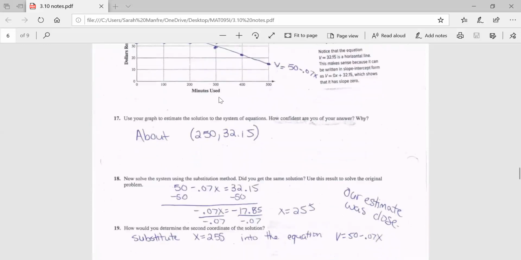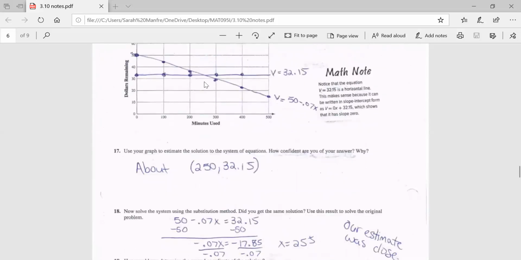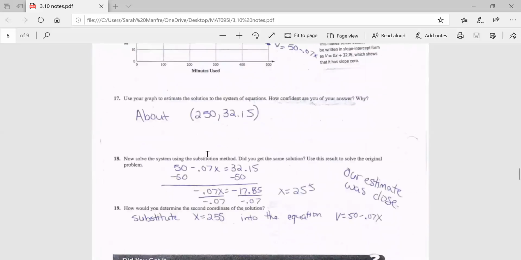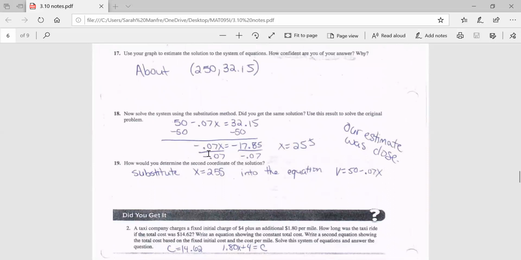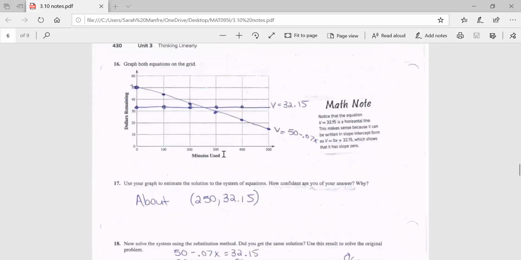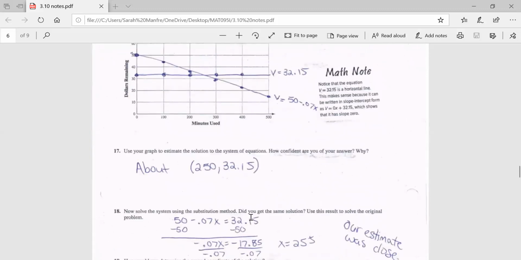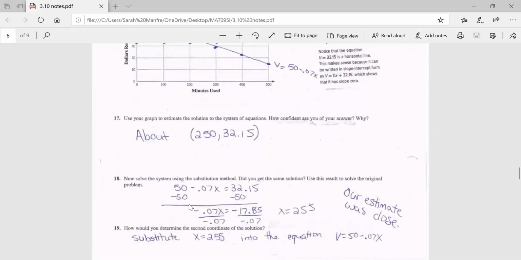Sorry, so this graphing is not perfect for this one because we can't see an exact answer, but algebraically would give us a perfect solution. So to solve this algebraically, I'm going to go back up to my two equations. V equals this, V equals this. Well, 32.15 can replace this V down here, which is where this equation came from, because both of these are V. I'm going to solve this equation for X, so I subtract 50 from both sides, and then I divided that answer by negative 0.07, and it gives us 255.